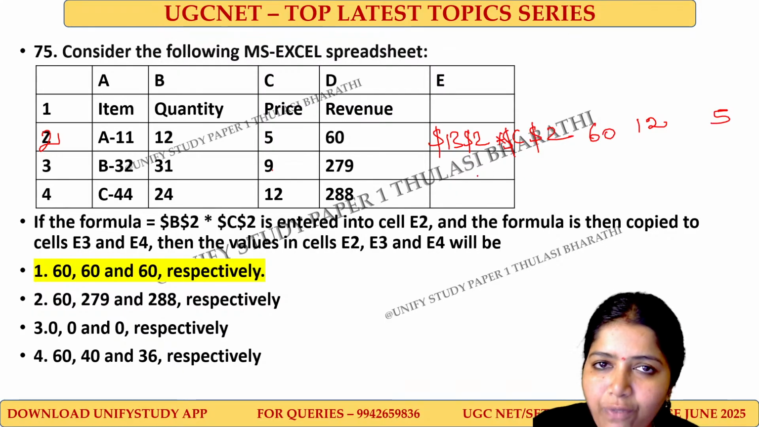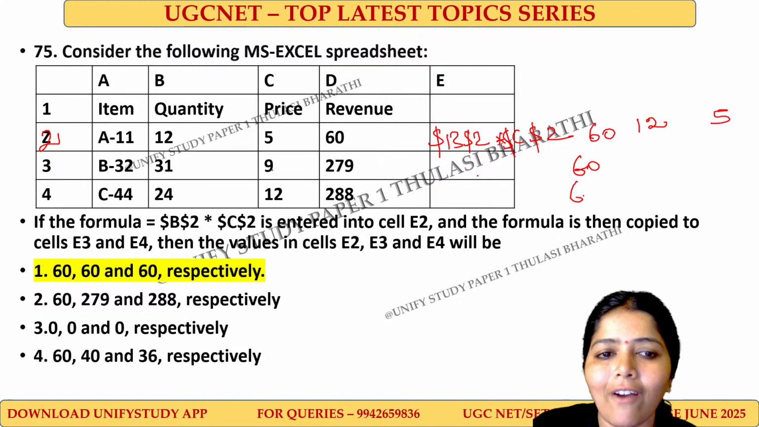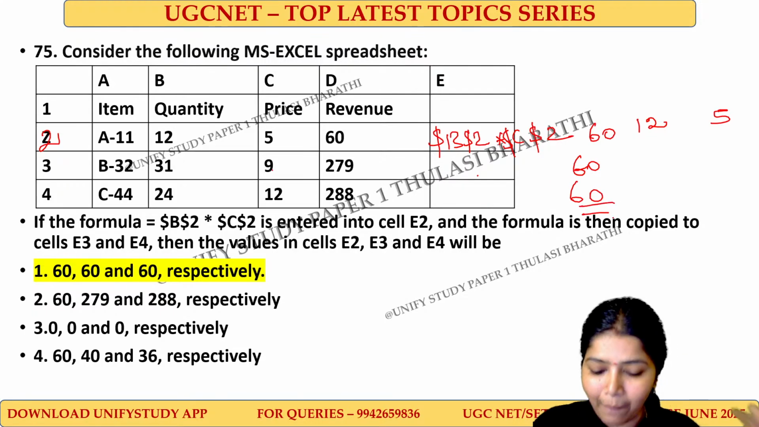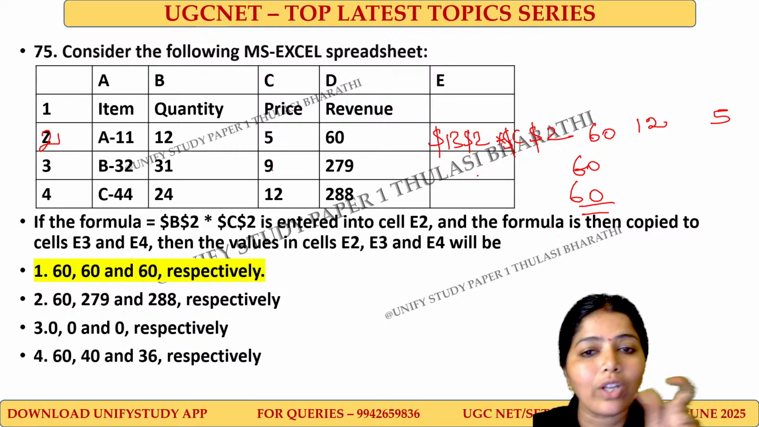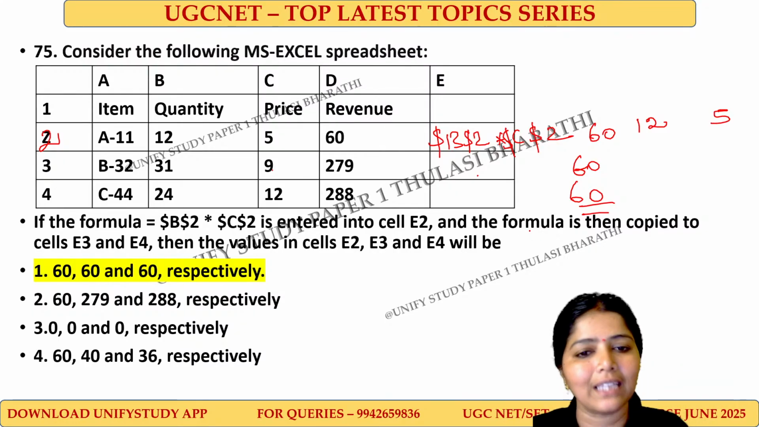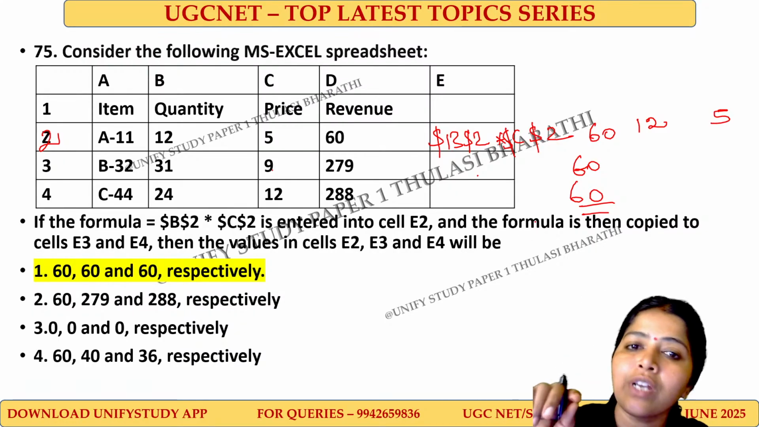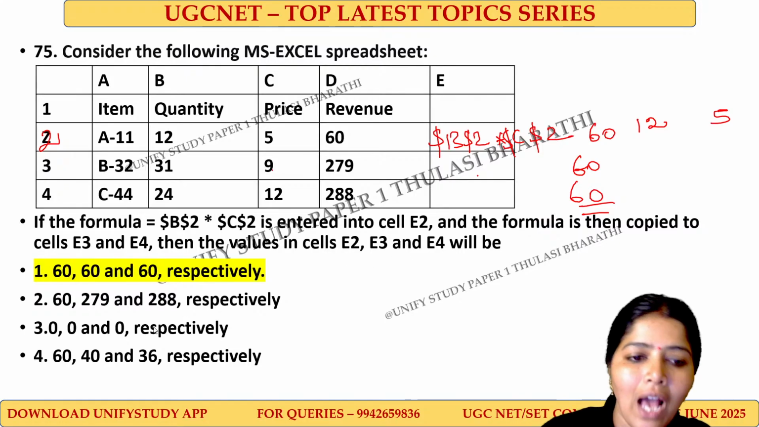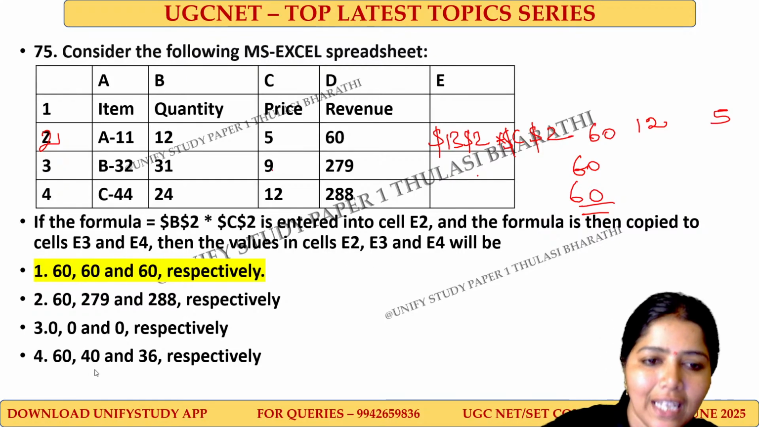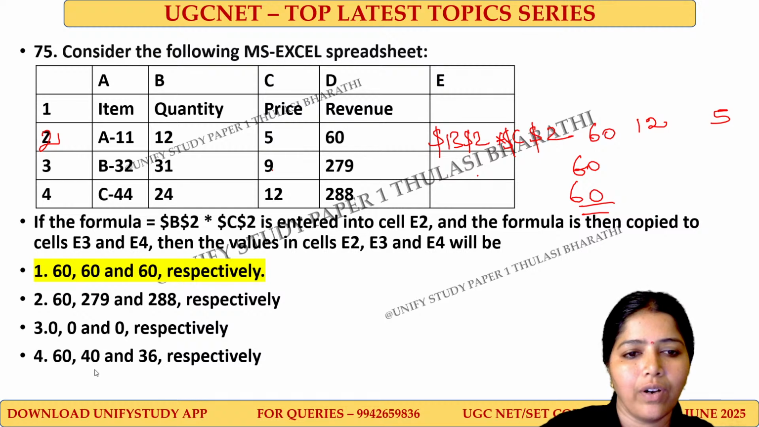When I copy this formula here, the same 60 will be printed. Then when I copy here also, the same 60 will be printed, because the row and the column values are fixed, and that is called absolute reference. Yes. Clear, learners? Okay, very good.